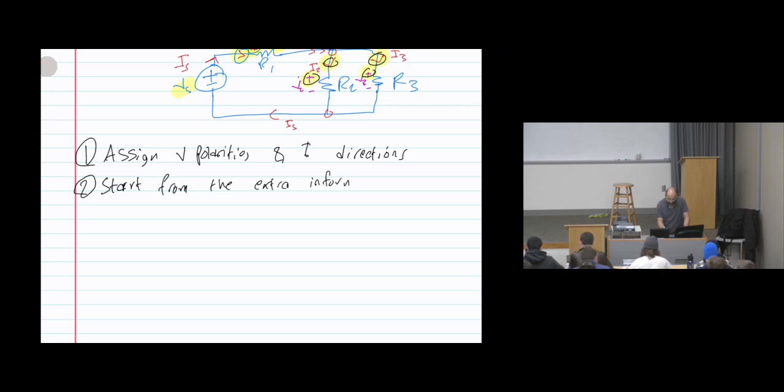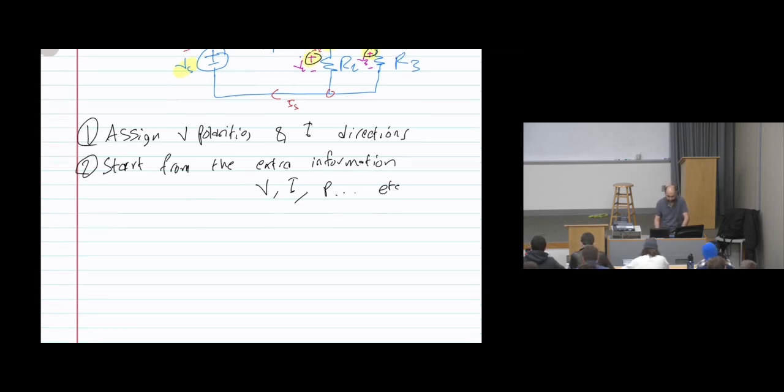Sometimes when you look at a question, you will see something given. So start from this given on purpose. This extra given information can be a voltage or a current, or it can be a power, or any other value: the voltage of a certain element, the power of a certain element, or the current of certain elements.